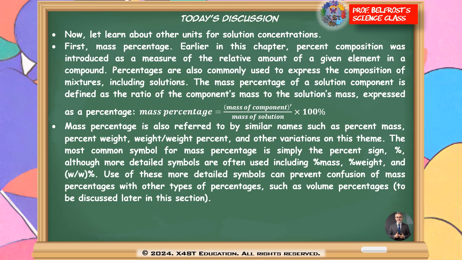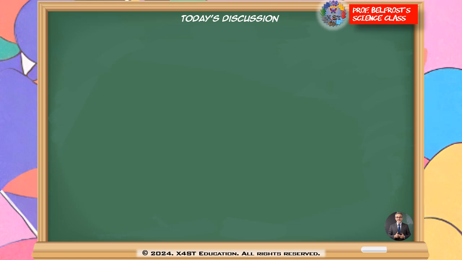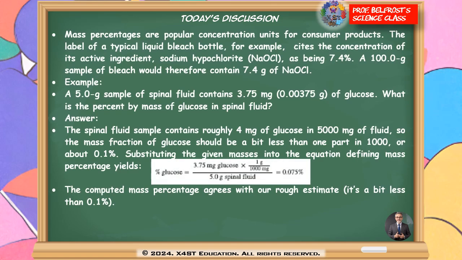Mass percentage is also referred to by similar names such as percent mass, percent weight, and other variations. There are many symbols too: percent mass, percent weight, and w/w percent. Mass percentages are popular concentration units for consumer products.